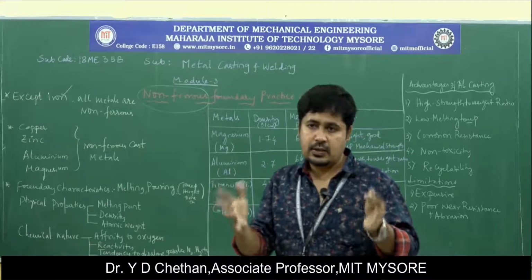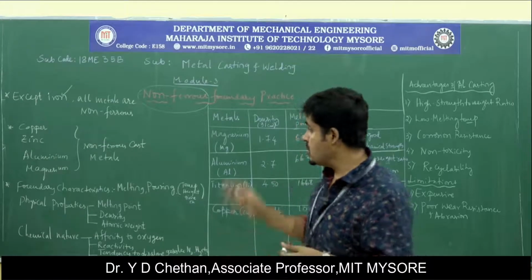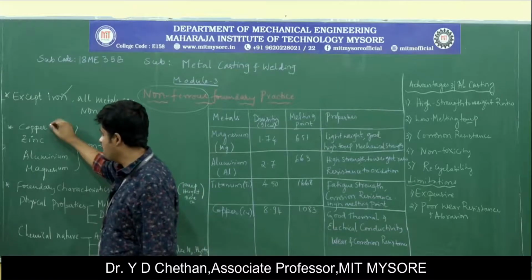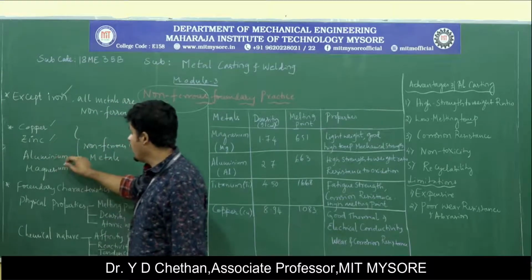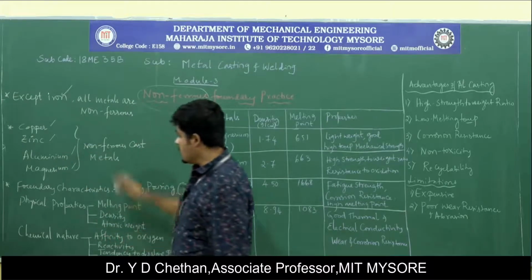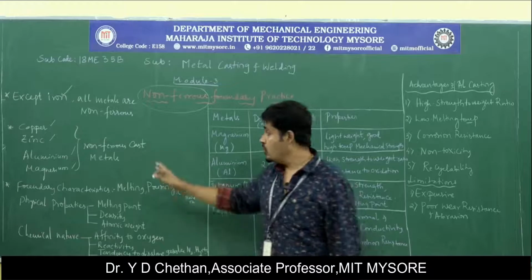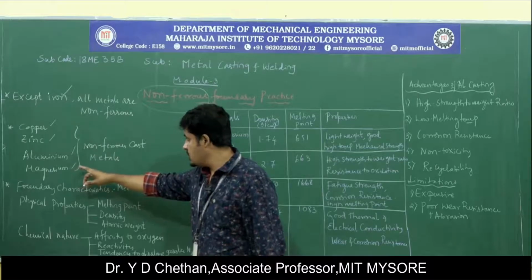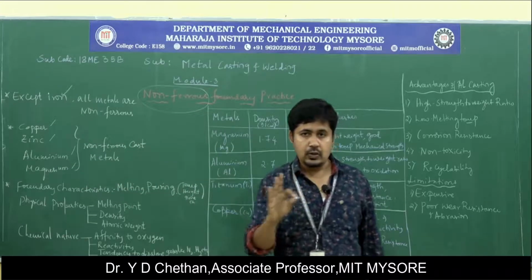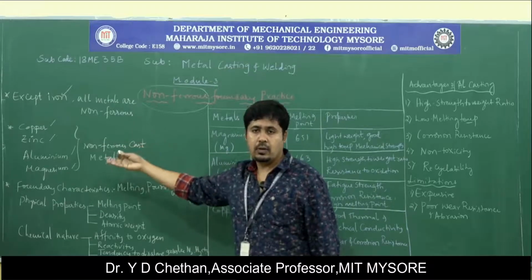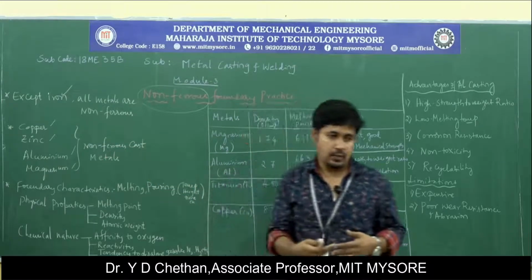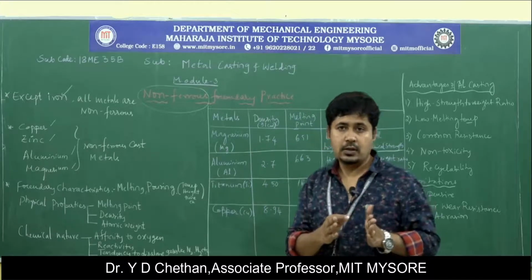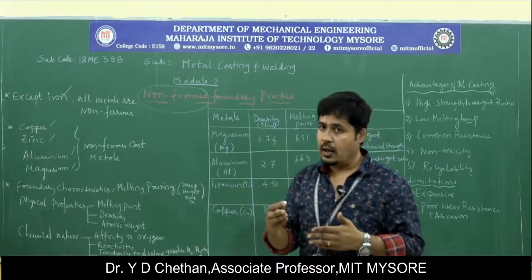But you are not supposed to cast metals like gold, silver, or platinum. Non-ferrous metals like copper, zinc, aluminum, and magnesium are the non-ferrous metals that can be cast. These premium metals are non-ferrous in nature, but you cannot cast them.